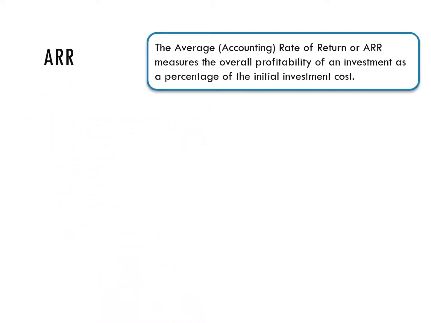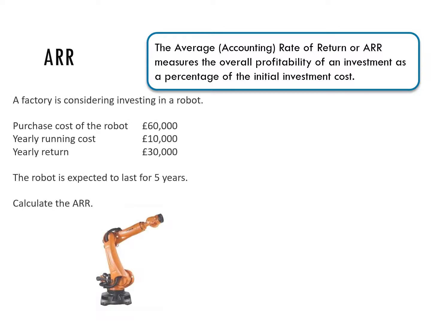ARR stands for the average rate of return, which measures the overall profitability of an investment as a percentage of the initial investment cost. So let's again consider our example here of a robot that costs 60,000, the yearly running cost of 10,000, the yearly return is 30,000, and it's expected to last for 5 years. A question might go, calculate the average or accounting rate of return.